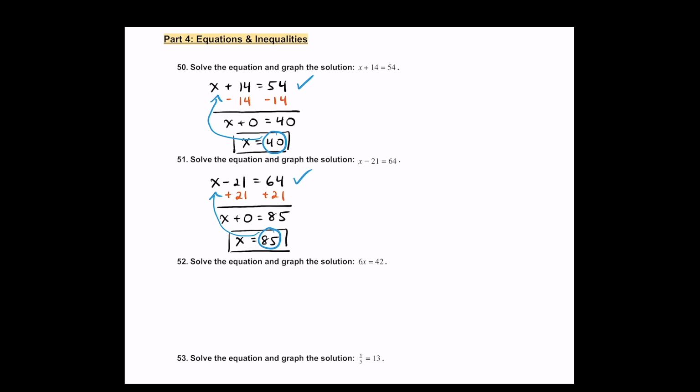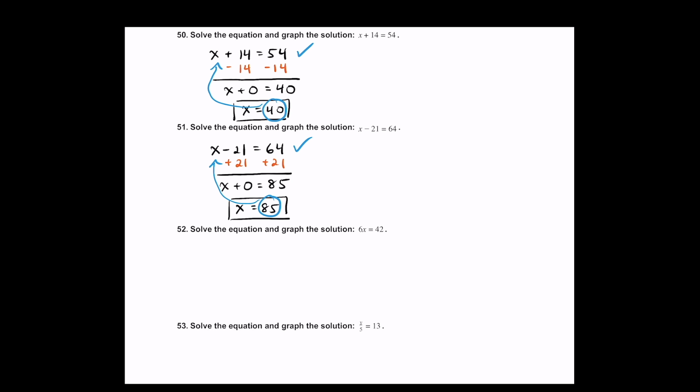Okay. Moving on down, I'm going to graph these in just a little bit. We have this next equation where we have 6x is equal to 42. So that's 6 times something equals 42. To solve for that something, we need to use the division property of equality, divide both sides by 6. 6 divided by 6 is 1, so we're left with 1x is equal to 7. And by the identity property, we don't need to write the 1 since 1 times anything stays the same. So x equals 7.